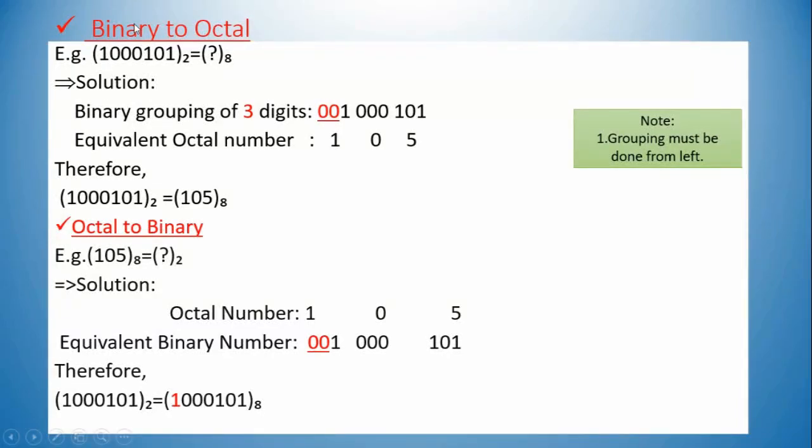So let's look at the conversion of binary to octal. During the conversion of binary to octal, the main thing you have to keep in mind is you have to group the given binary numbers into 3 digits. You have to start grouping the numbers in groups of 3 digits from the last. And if the 3 digits are not sufficient at the last position, you add 0, 0 in front, since it does not affect the value of the equivalent octal number.